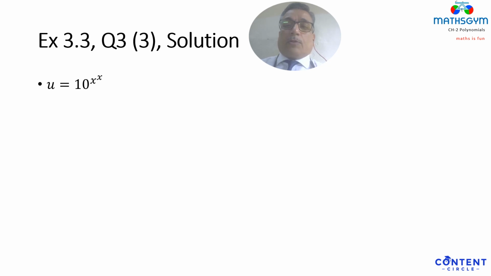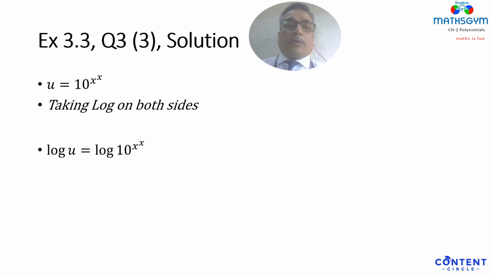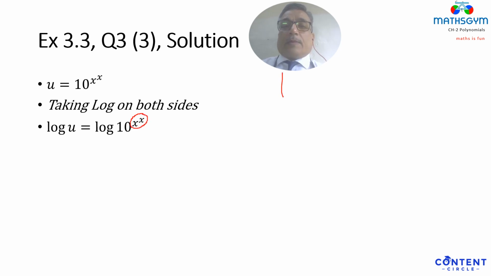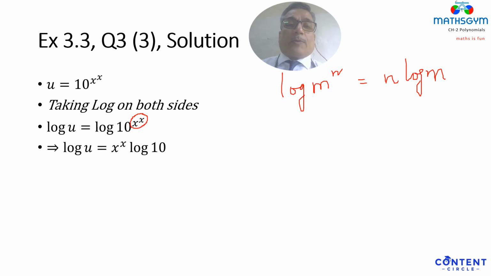So u is equal to 10 to the power x to the power x. Taking log on both the sides, we get log u is equal to log of 10 to the power x to the power x. And here you pay attention to the exponent, which is x to the power x. You know the rule that log m to the power n is written as n log m, and we are going to apply the same thing. So log u is equal to x to the power x log 10, and we know that log 10 is a constant. Now still I have an exponent which is a variable, so we need to apply log again.